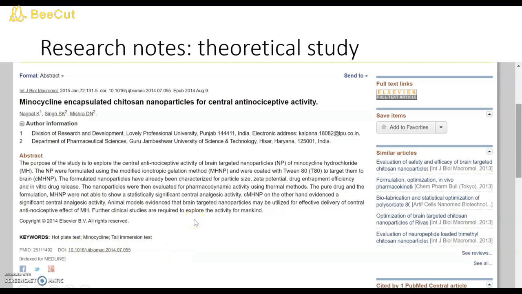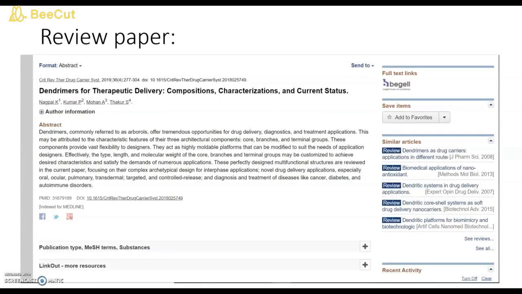So these are research notes, because a particular research study has been conducted and what the influence was, what observation was there, and the interpretation out of it, that is actually written in the abstract in the precise form. In short, it involves the research work, okay, and then it is reported. So such types of papers are research notes or theoretical study.